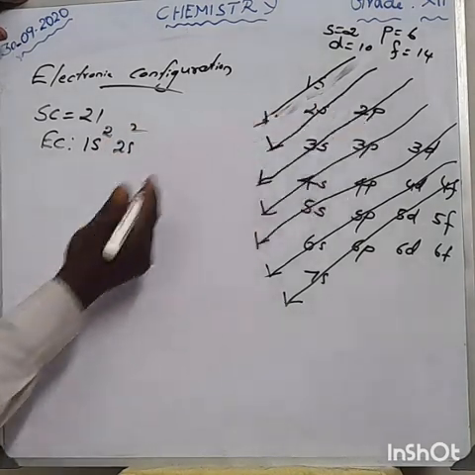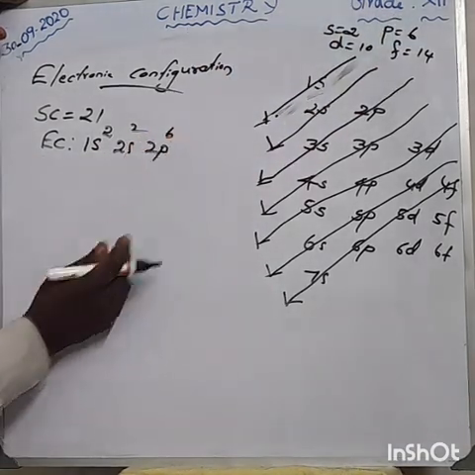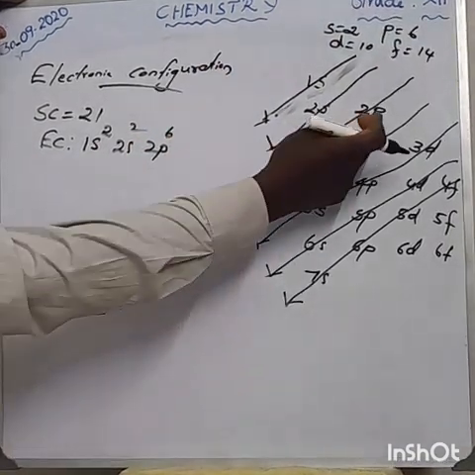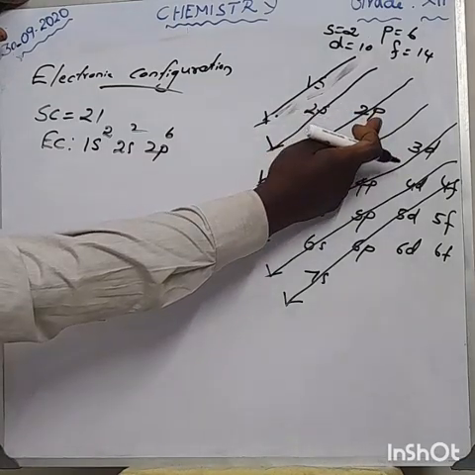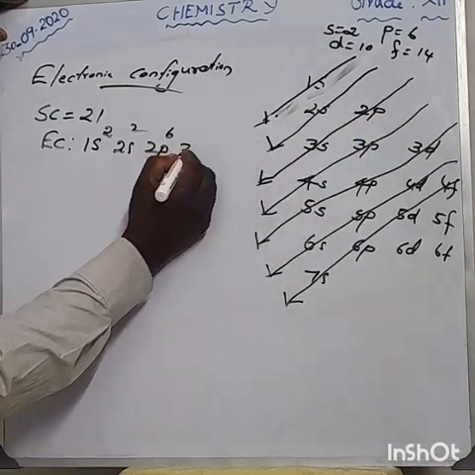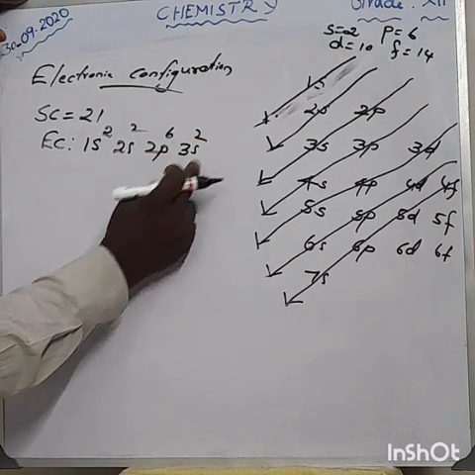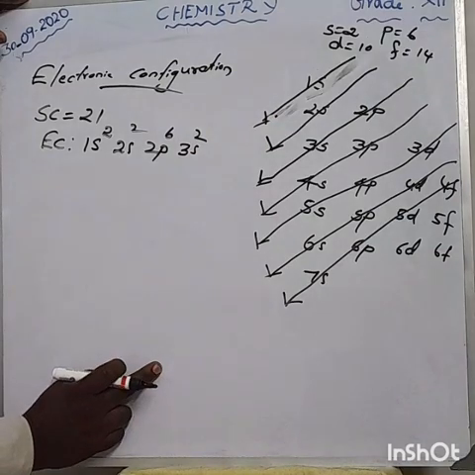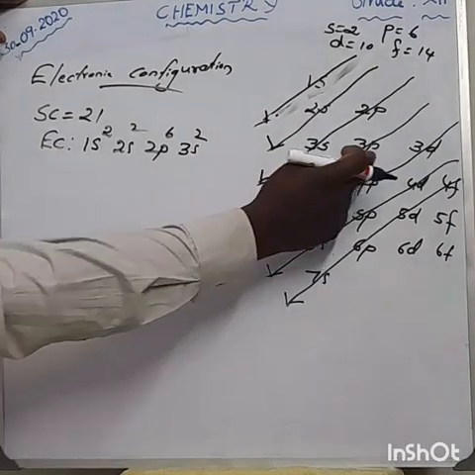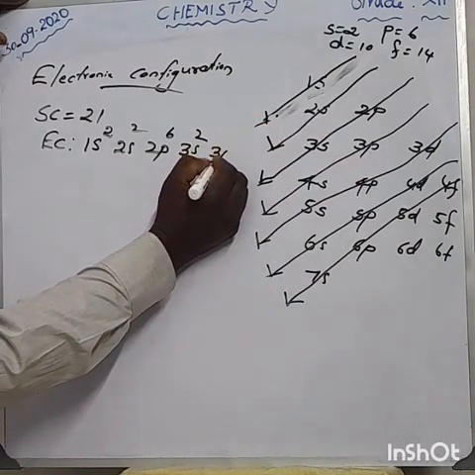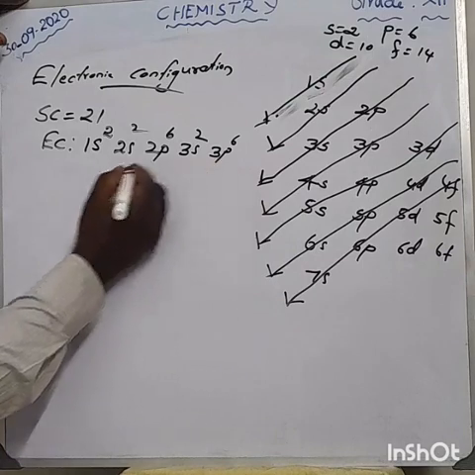Next, 2p. How many electrons, the maximum? 6 electrons. Next, which is the next one? After 2p, as per the line you write 3s. 3s, how many electrons? Maximum 2. In every s subshell we can accommodate 2 electrons. Next, after 3s, 3p. 3p is 6. Next one, 4s.